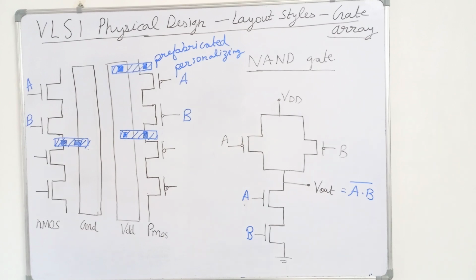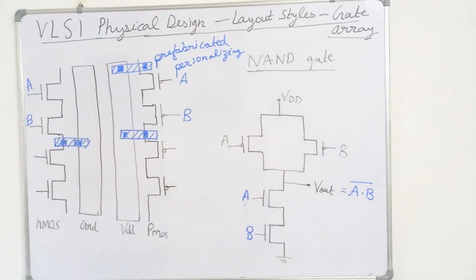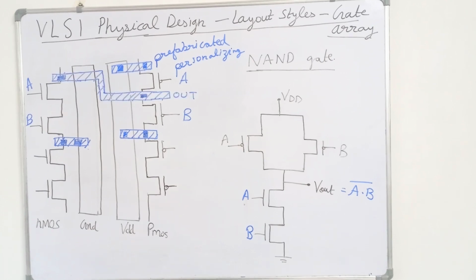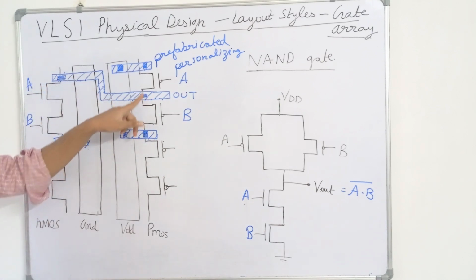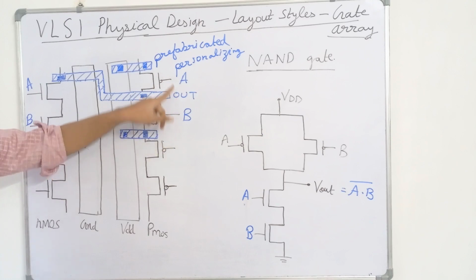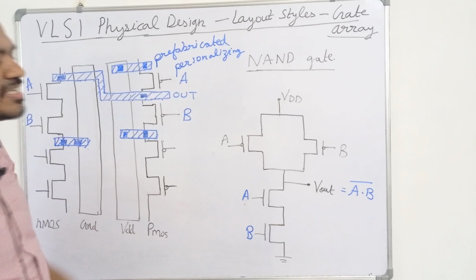Now we have to make this connection. This A is connected to this common point. The NMOS transistor A is connected to these two common points. So how can we do it? We can connect in this way. One metal contact is at A, and the other metal contact is at the common point between these two, the PMOS A and B. This is called out. So this will also be out.